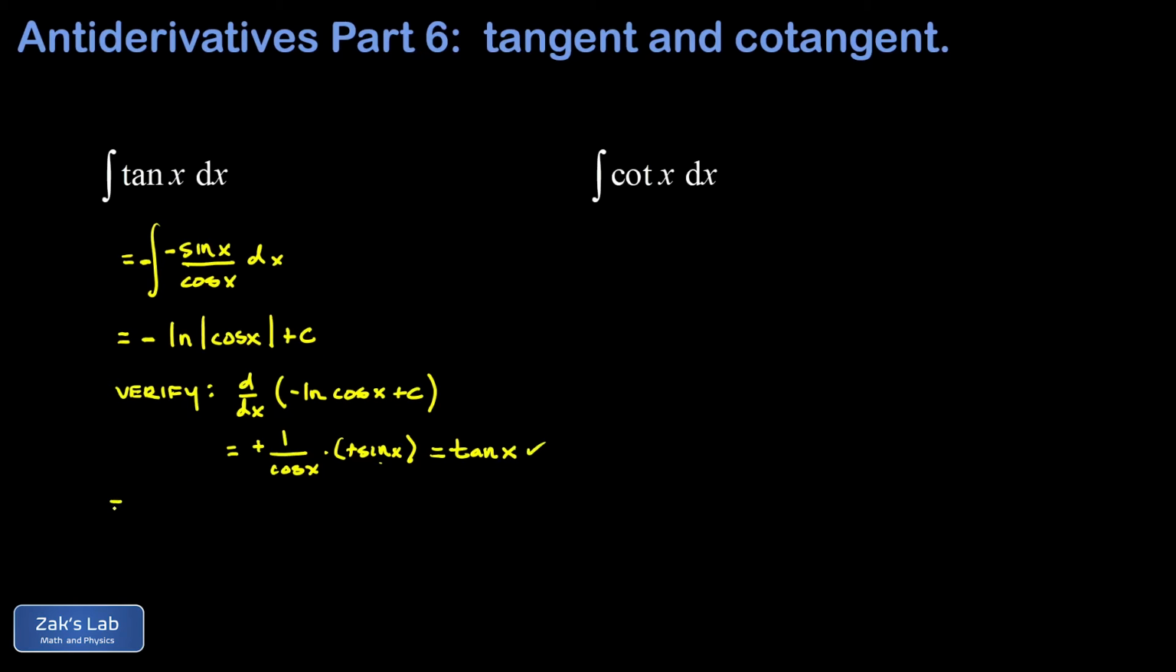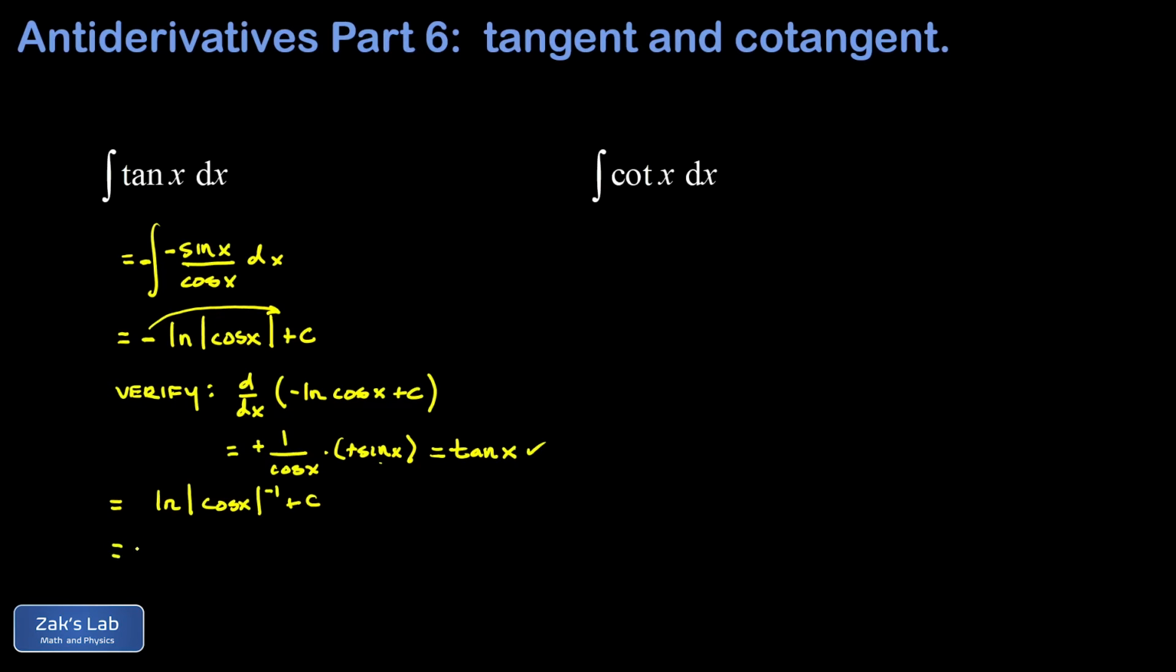Now there's a more popular way of writing the result of this integral. And what we do is we use log properties on it. And I take that minus sign out in front of my natural log function and I move that up as an exponent of -1 on the argument of the log function. So now I have natural log absolute value cosine x to the -1 plus c.